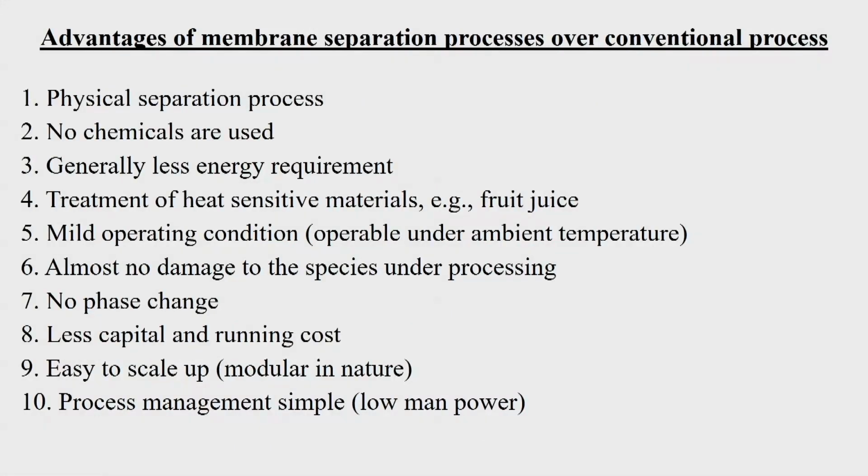And the advantages of the membrane separation processes over the conventional processes are huge. Firstly, it is a physical separation process, no chemicals are used, and generally there is less energy requirement compared to conventional separation processes. Treatment of heat sensitive materials like fruit juice can be done, with mild operating conditions, operable under ambient temperature, almost no damage to the species under processing and no phase change. There is less capital and running cost, it is easy to scale up, and process management is very simple with low manpower.